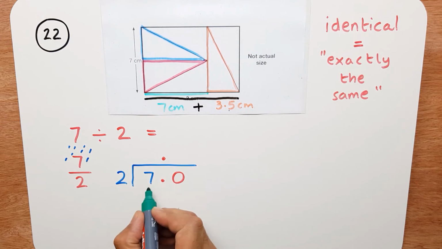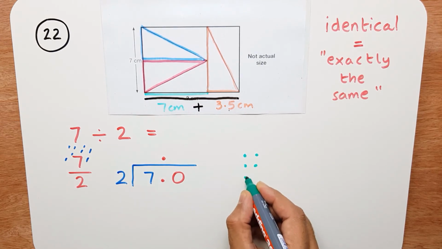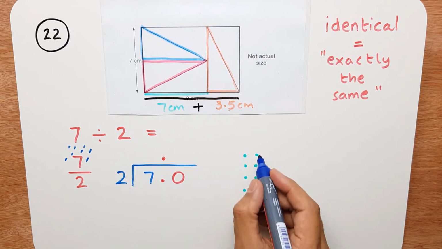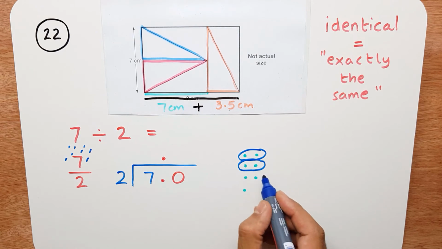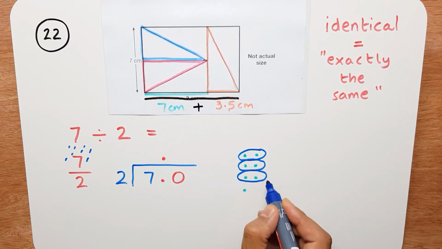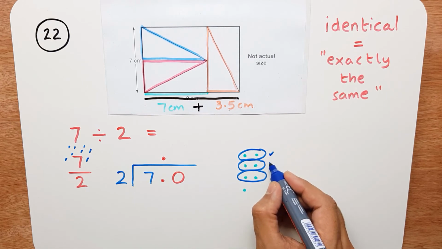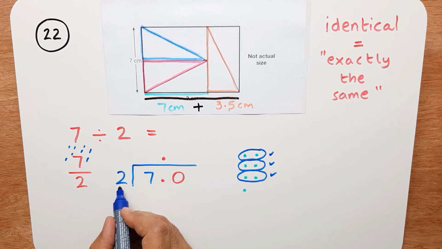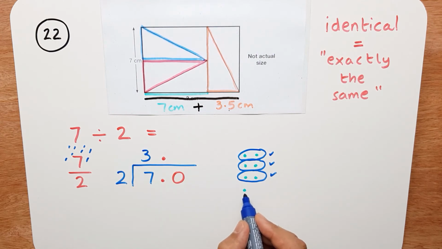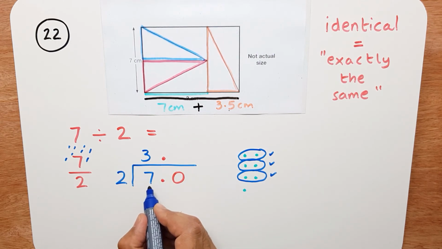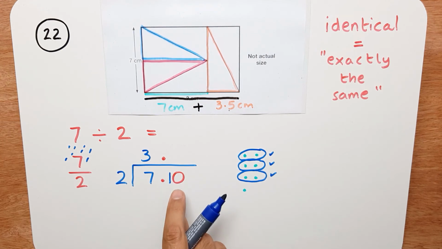How many 2's are there in 7? So let me have a look. 1, 2, 3, 4, 5, 6, 7. There's one group of 2, 2 groups of 2, 3 groups of 2. I've not got enough for another group of 2, so I've only got 3. So how many 2's are there in 7? 3. And what's the remainder? There's 1 left over. So the remainder will get carried over to the next column.